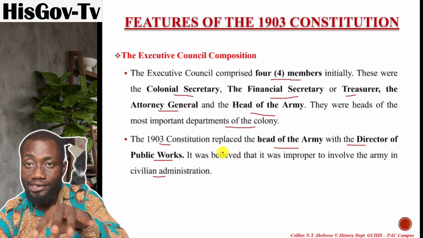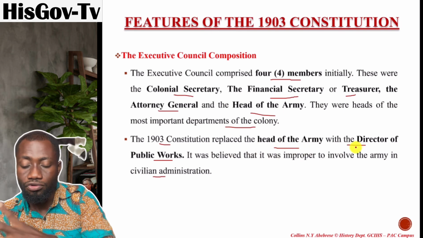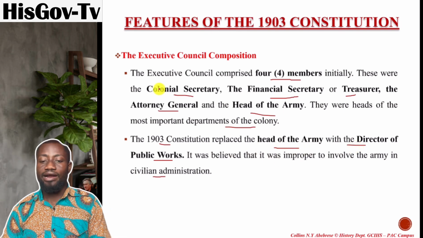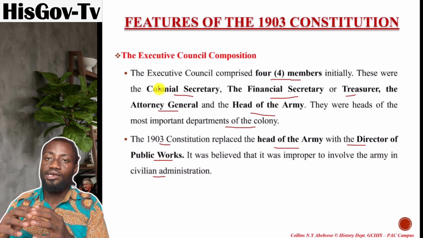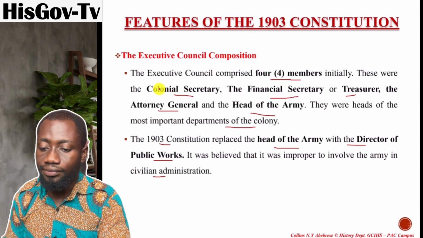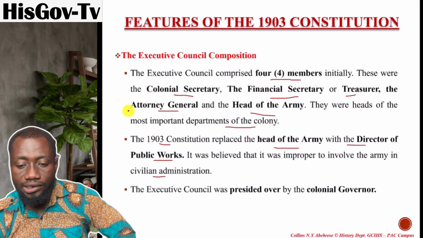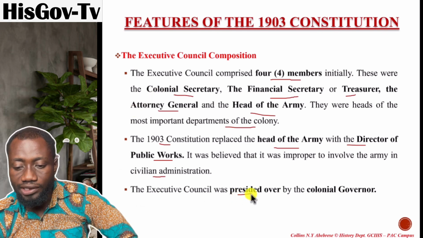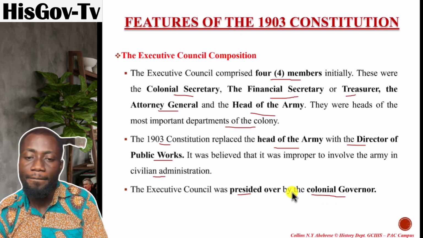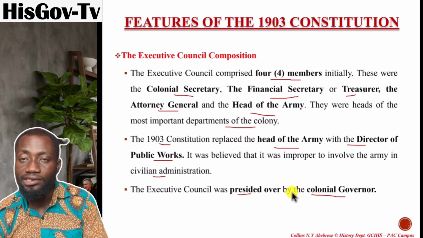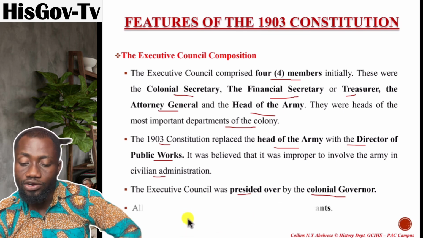So later in the 1903 Constitution, the head of the army was replaced with the Director of Public Works. All right. So the position of the head of the army was given to the Director of Public Works. Good. Then the Executive Council was presided over by the colonial governor. So whenever these members met, they were presided over by the colonial governor.